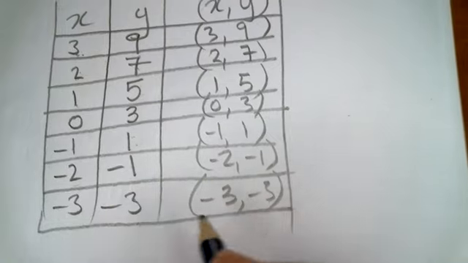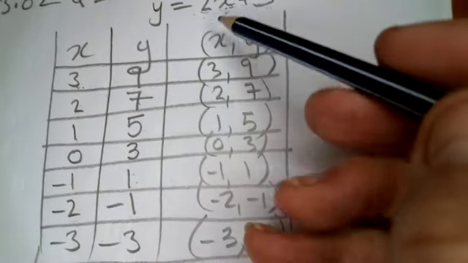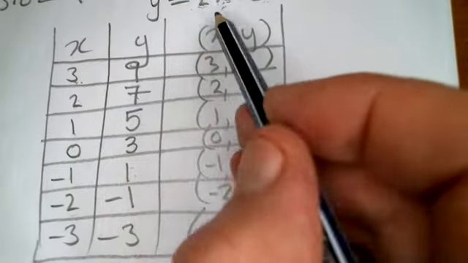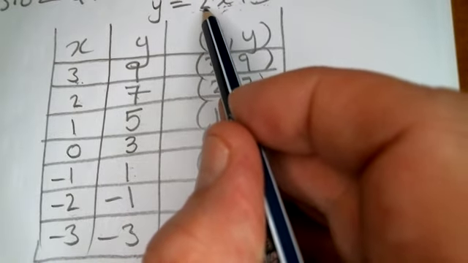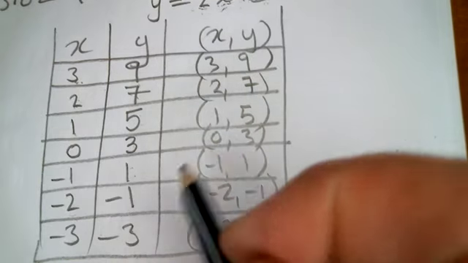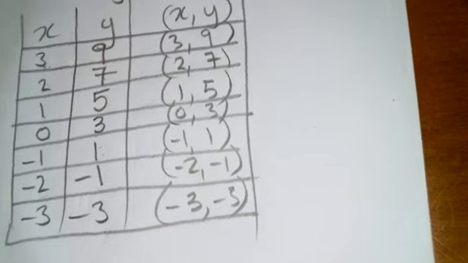negative 3. Let's just check that last one. Negative 3, 2 times negative, that was a weird one, wasn't it? 2 times negative 3, no, it's correct. 2 lots of negative 3 is negative 6, plus 3 is negative 3, that's correct. So now what we're going to do is we're going to draw these.